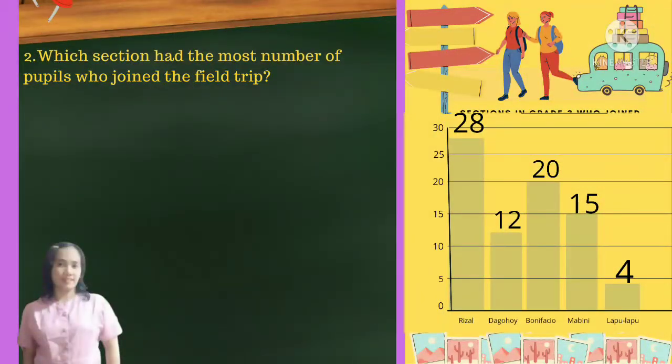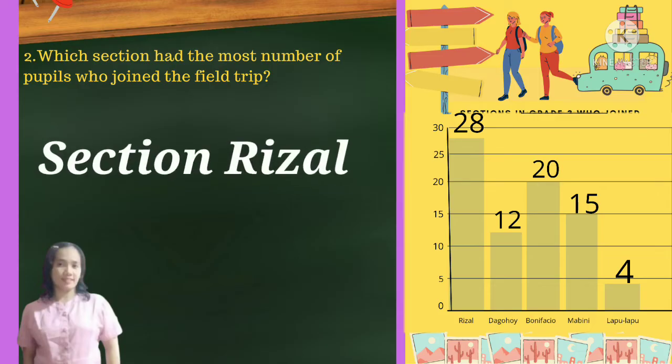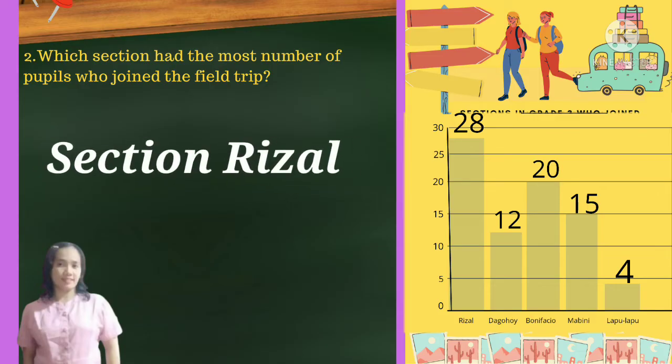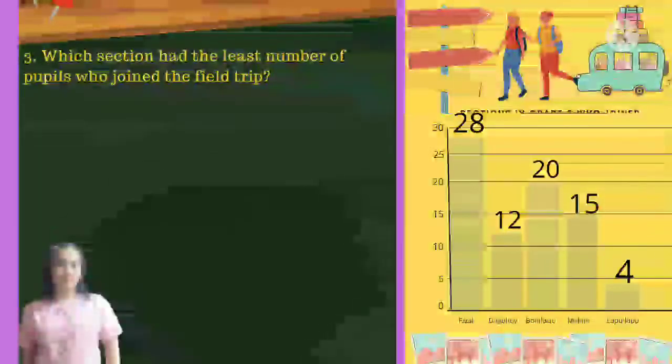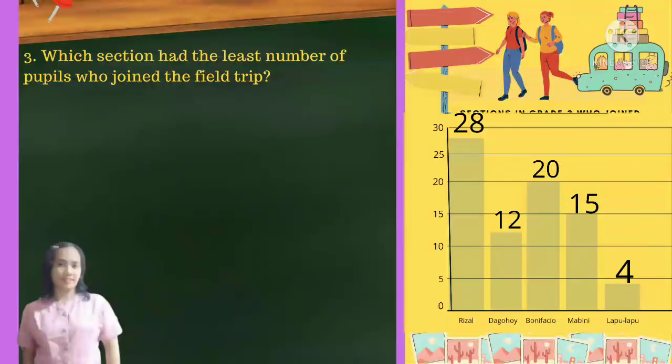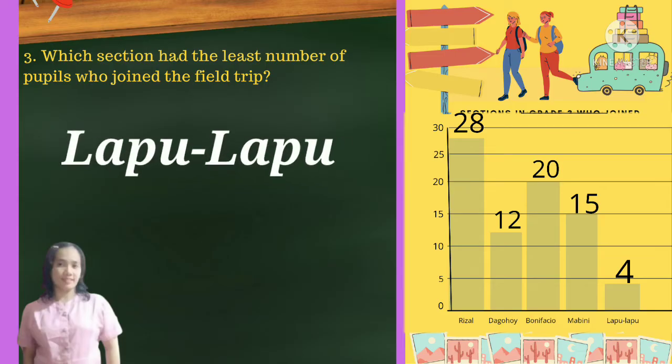Number 2. Which section had the most number of pupils who joined the field trip? Did you answer Section Rizal? Very good. Number 3. Which section had the least number of pupils who joined the field trip? Is your answer Lapu-Lapu? Well done!